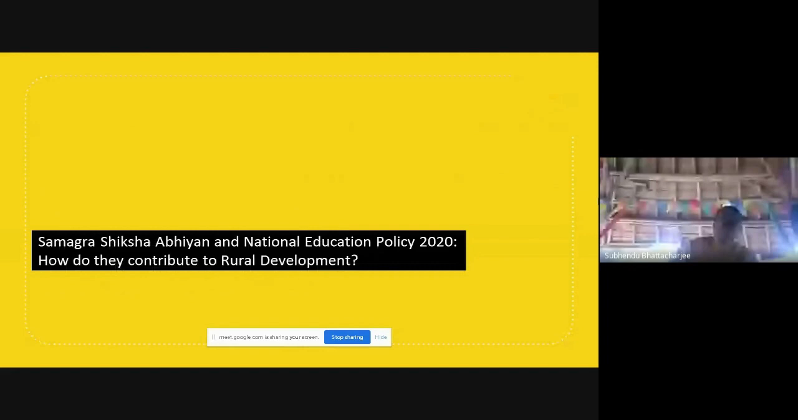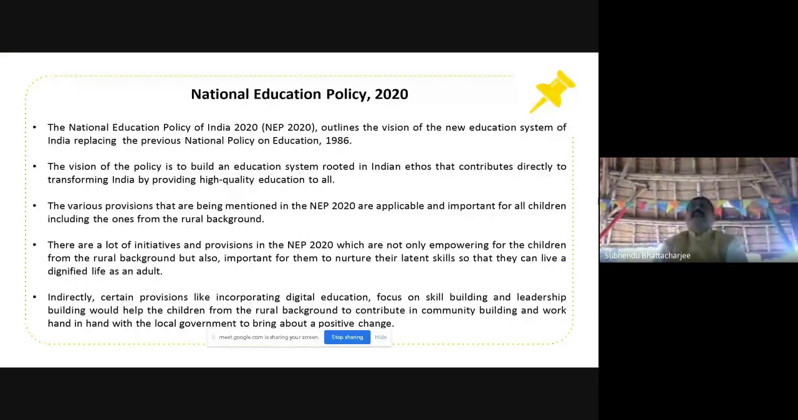The NEP 2020 outlined the vision of a new education system of India, replacing the previous National Policy on Education 1986. As the Director General said at the outset, in infrastructure we have done lots of development, but quality has still to be achieved. Therefore, you can see students coming out of schools and colleges not confident that they will be able to perform and contribute, and therefore lots of migration happens.